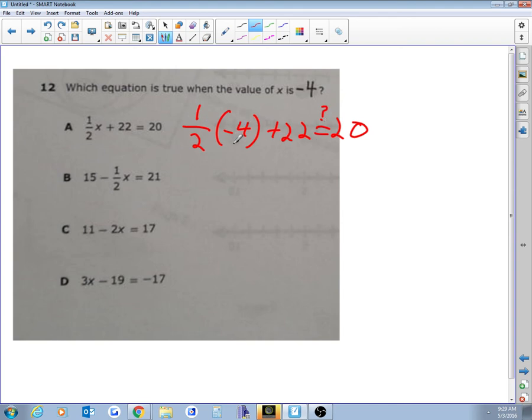So, negative 4 is the same thing as negative 4 over 1. Negative 4 times 1 is negative 4. 2 times 1 is 2. We have negative 4 over 2. Negative divided by positive is a negative. 4 divided by 2 is 2. So this right here is going to equal negative 2. Negative 2 plus a positive 22 does give us 20, so A is correct. So negative 2 plus 22 gives you 20.